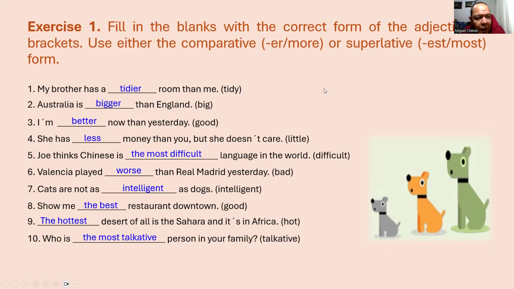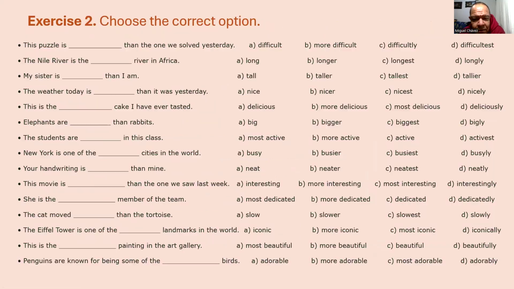Now, let's continue with our second exercise. Choose the correct option. This puzzle is more difficult than the one we solved yesterday. Next. The Nile River is the longest river in Africa. Next. My sister is taller than I am.